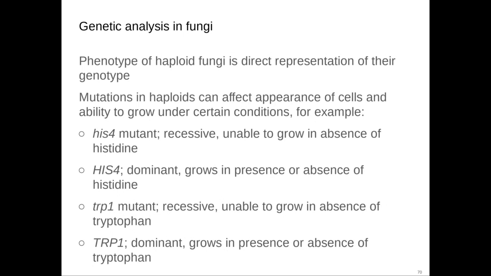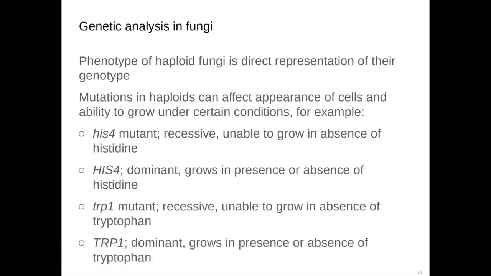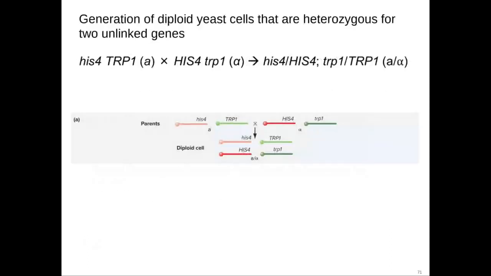That's how it works. Now, mutations in haploids can also affect the appearance of cells and their capacity to grow under certain conditions. So a couple different mutants that we can look at. So his4 mutant is recessive, and it's actually unable to grow in the absence of histidine. HIS4, which is the dominant allele, grows in the presence or absence of histidine. And the same thing for TRP. So we have a trp1 mutant, which is recessive, and it's unable to grow in the absence of tryptophan. And then TRP1, which is dominant, can grow in the presence or absence of tryptophan. So it's kind of an interesting system where you just need one physical copy of the gene, because you're haploid, to display the trait. So it makes things a little bit easier.